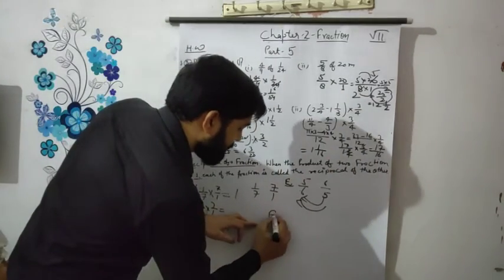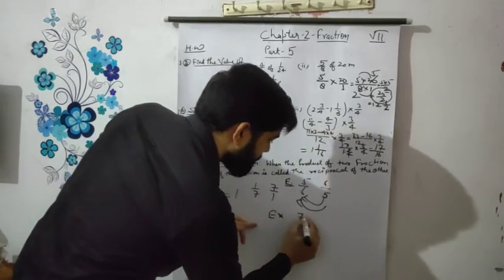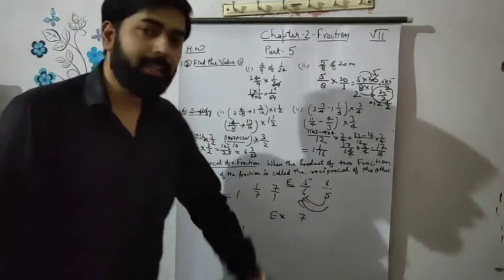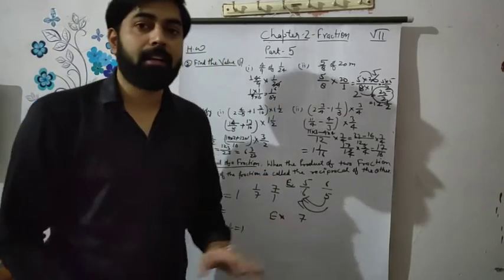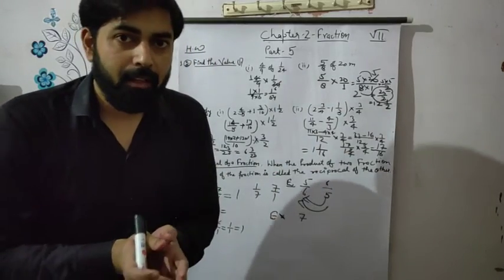Look at another example. Suppose that here is 7 only, and the question is saying write the reciprocal of 7. So how can we write it? Is this a problem?